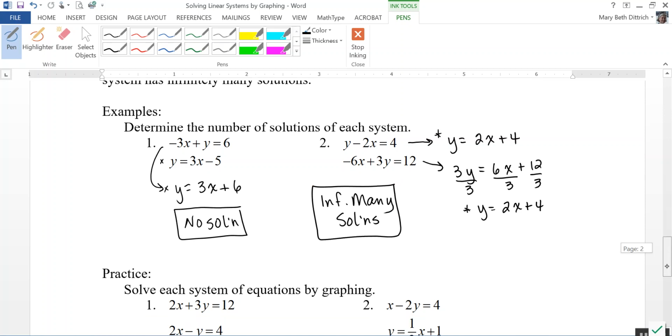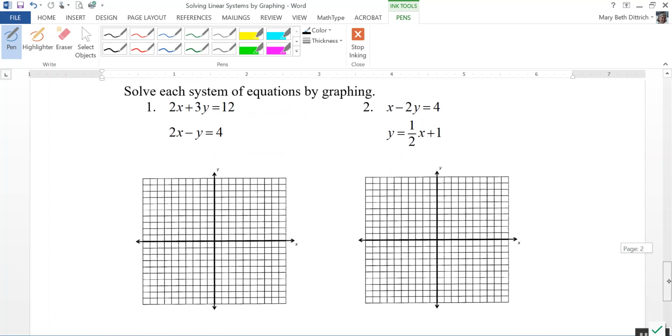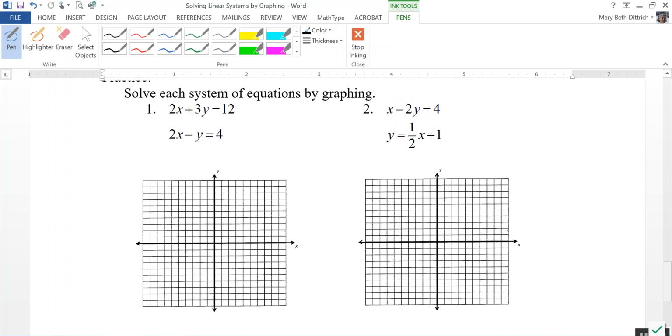So here are a couple practice problems I'd like you to try. I want you to go ahead and stop the video and copy these into your math journal and give them a try on your own.